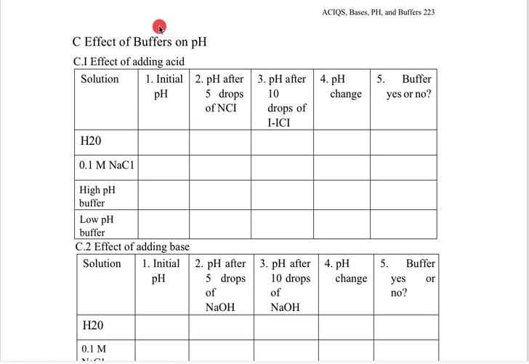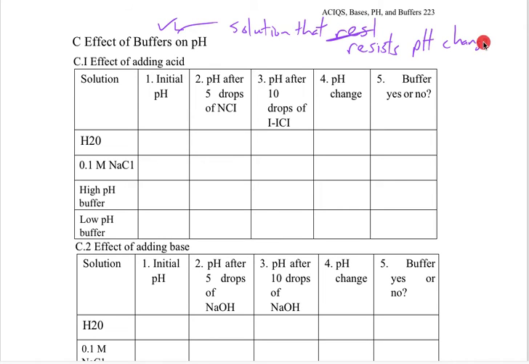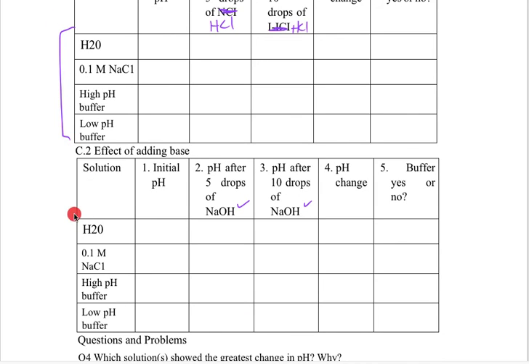Last part, so we're testing buffers. And remember what a buffer does. It's just a solution that resists pH changes. pH changes when an acid or a base is added to the solution. Solutions are the same for each one, right? This set we're going to add acid, this set we're going to add a base.